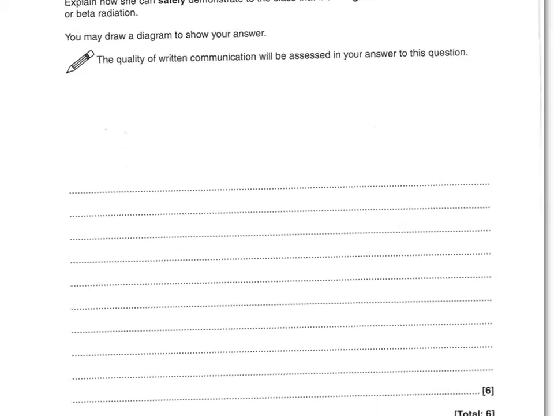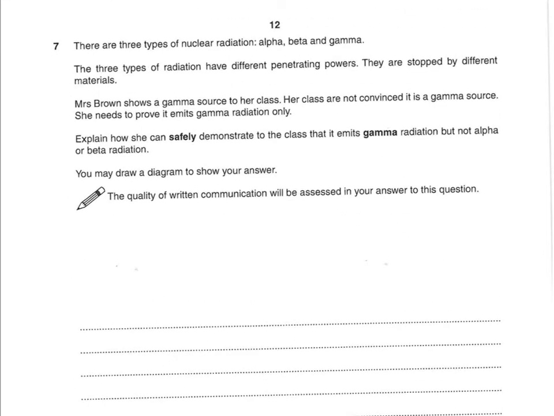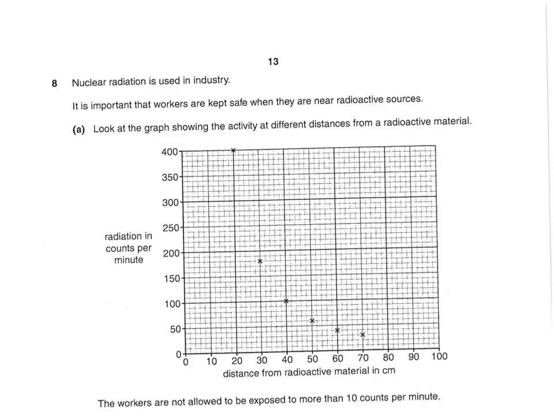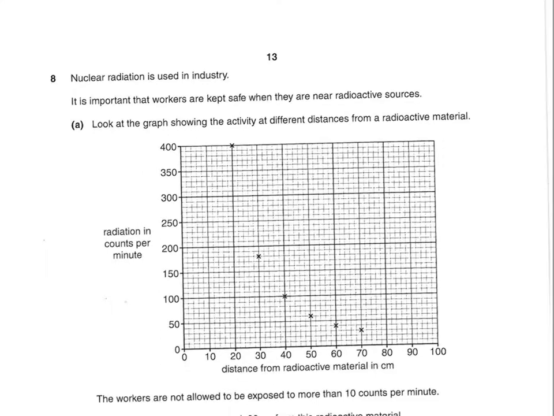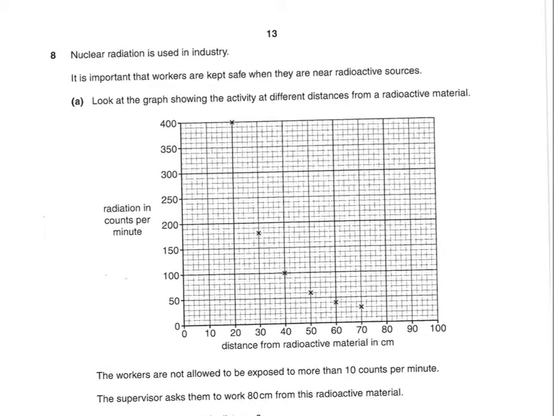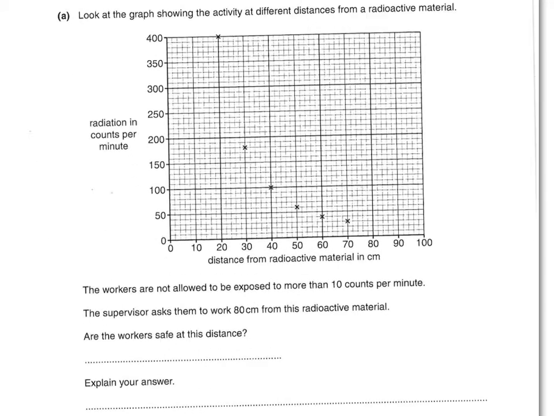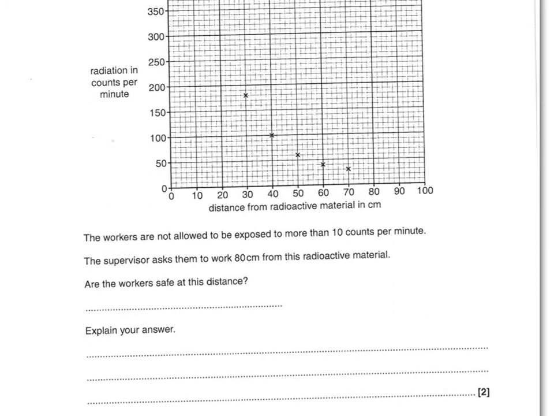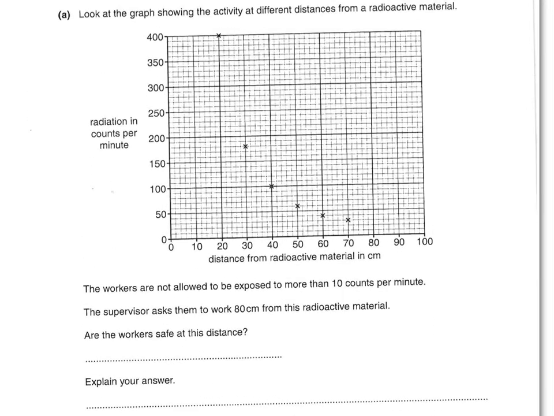Okay, so next question is a 6-mark question in the physics section, so please mark this yourself using the mark scheme you can find online, and then ask your teacher to check it if you're unsure. Nuclear radiation is used in industry. It's important that workers are kept safe when they are near radioactive sources. Look at the graph showing the activity at different distances from a radioactive material. The workers are not allowed to be exposed to more than 10 counts per minute. The supervisor asked them to work 80 centimetres from this radioactive material. Are the workers safe at this distance?